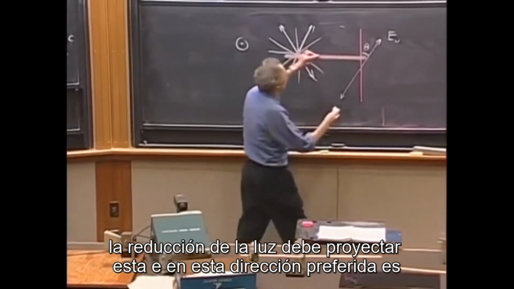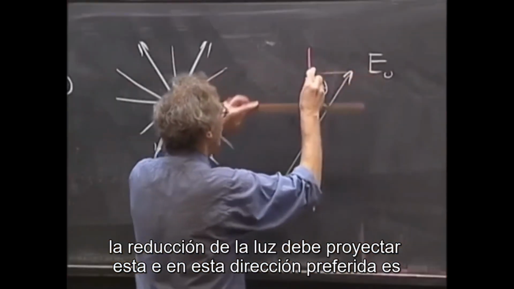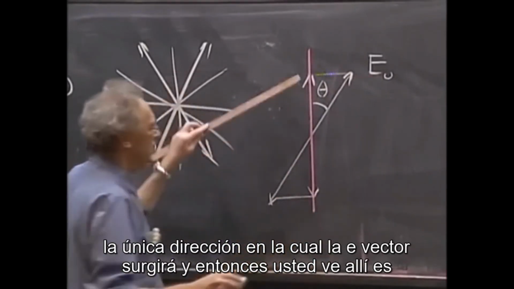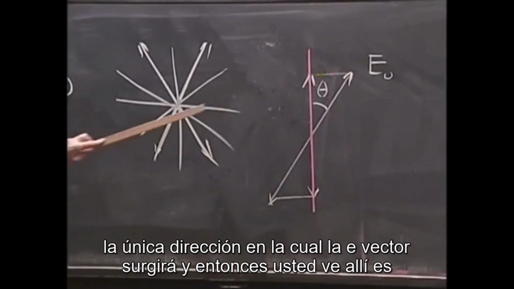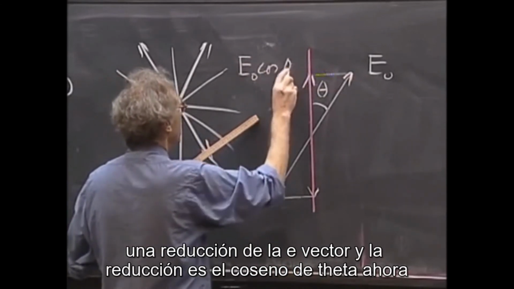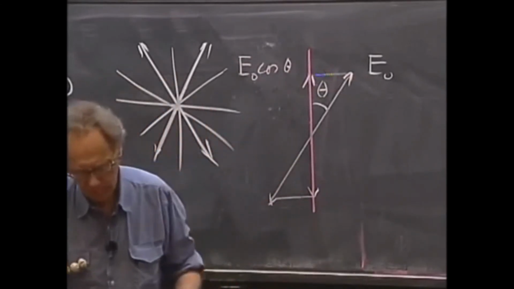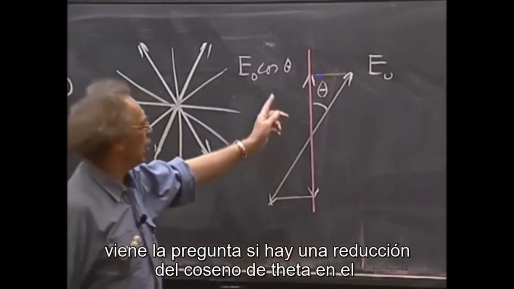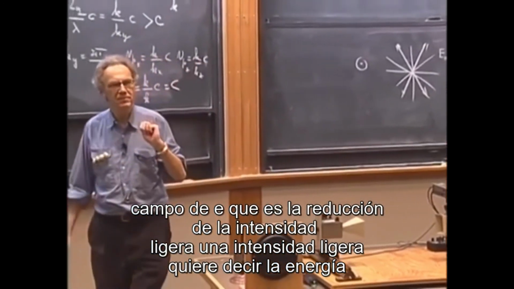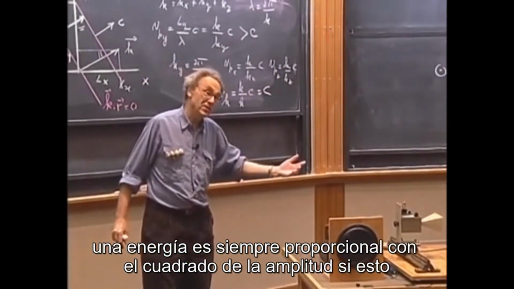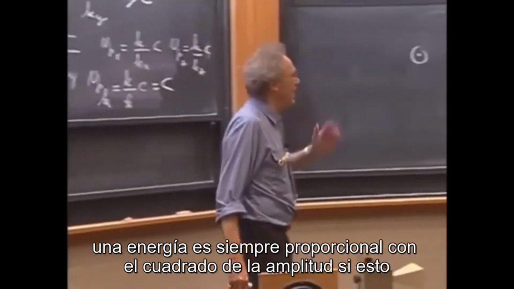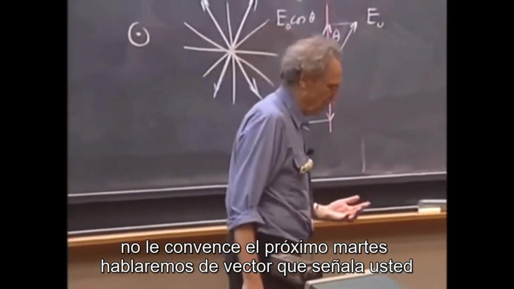Now, one way to explain the reduction in light is to project this E onto this preferred direction. Is the only direction in which the E vector will emerge. And so you see there is a reduction of the E vector, and the reduction is the cosine of theta. Now comes the question, if there is a reduction of the cosine of theta in the E field, what is the reduction in light intensity? Well, light intensity means energy. And energy is always proportional with the square of the amplitude.